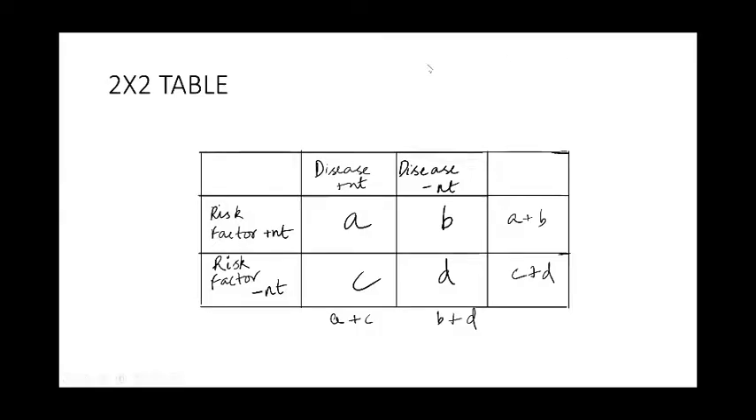Yes, I start recording. So this is the basic 2 by 2 table, which is essential for all calculations related to association, in which we draw a 2 by 2 table in this way, where risk factor present, risk factor not present, disease present, and disease not present. So this is the table which we'll be using in our discussions further also.